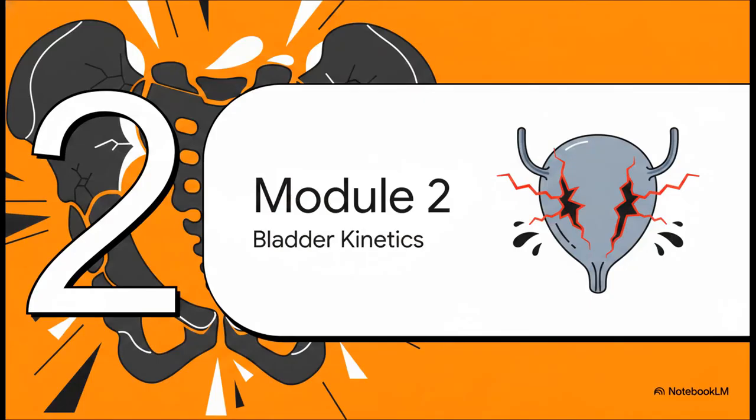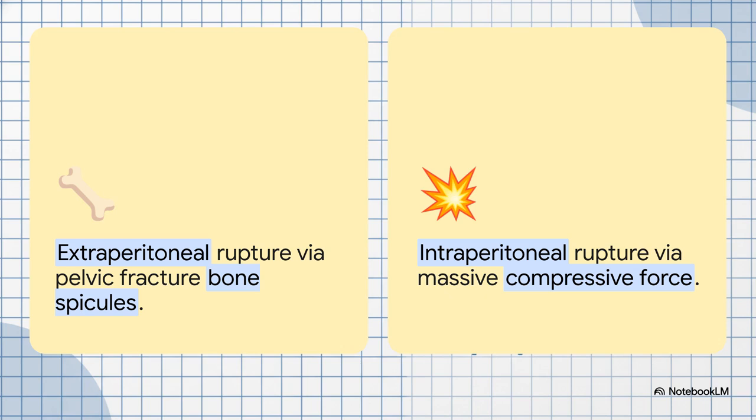Module 2. Bladder Rupture Kinetics. The same kinetic forces that break the pelvis also wreak havoc on the bladder in two very distinct ways. We've got to contrast two clinical scenarios here. First up, the extraperitoneal leak. This is almost exclusively caused by pelvic fracture bone spicules physically piercing the anterior lateral bladder wall. The leaked urine and contrast strictly pool locally, right there in the retropubic space of Retzius.